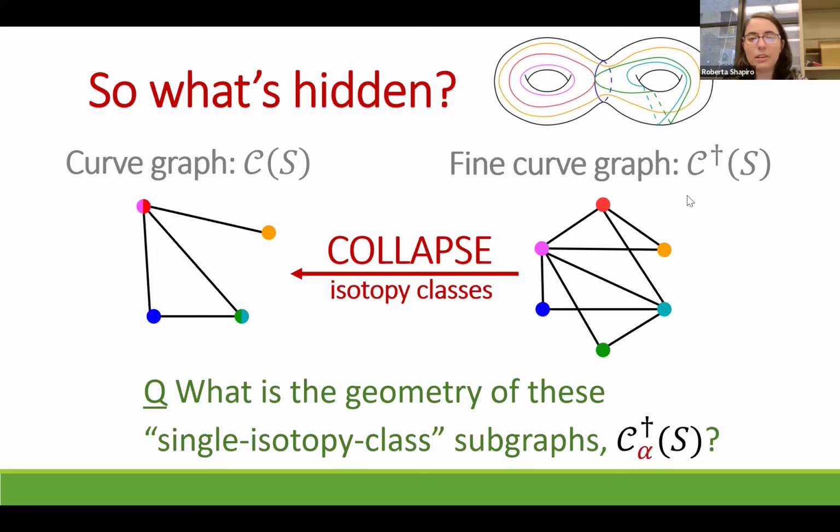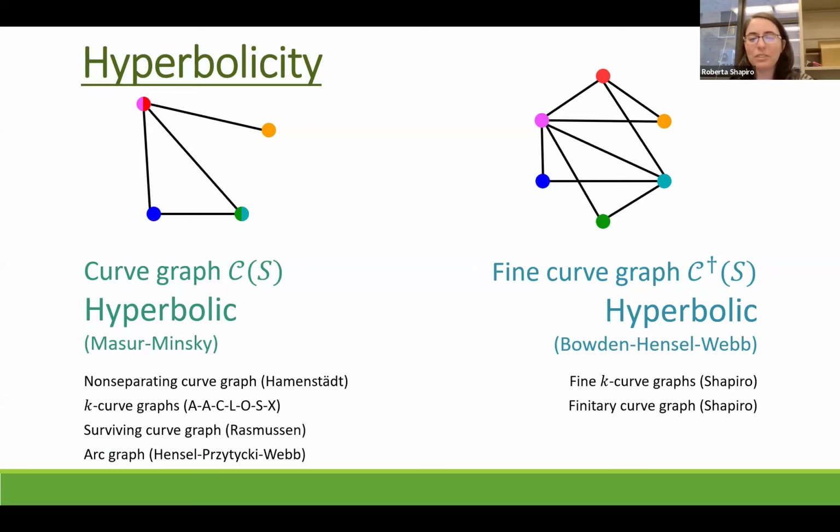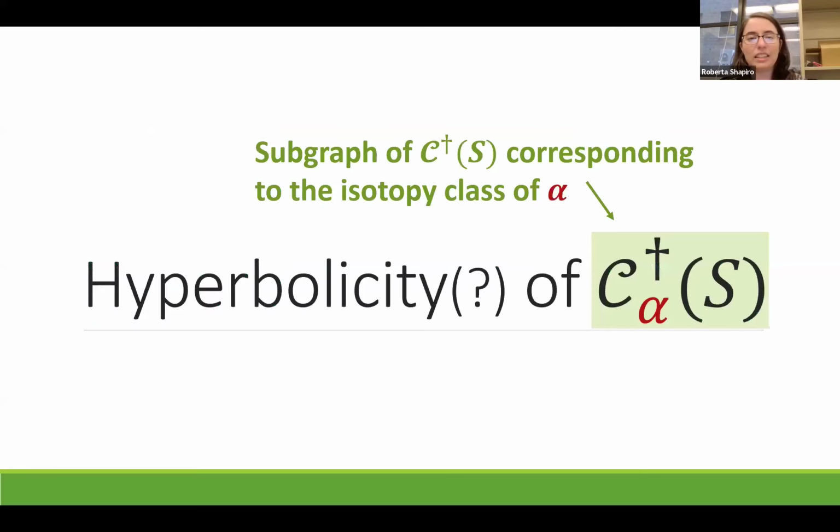Before that, we do have a history of studying hyperbolicity in curve graphs and fine curve graphs. The curve graph was first shown to be hyperbolic by Masur and Minsky, while the fine curve graph was shown to be hyperbolic by Bowden, Hensel, and Webb. And lots of related graphs and subgraphs are also known to be hyperbolic. And so now we ask, is the single isotopy class fine curve graph hyperbolic or not?